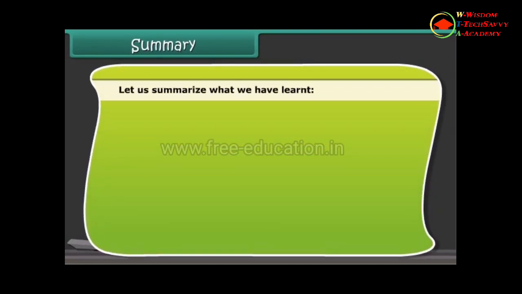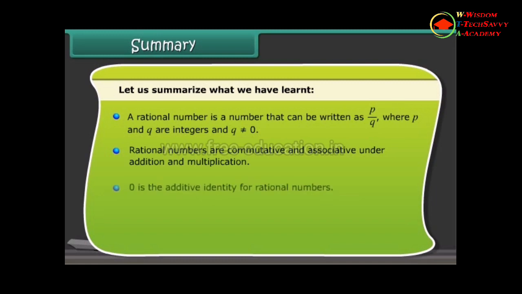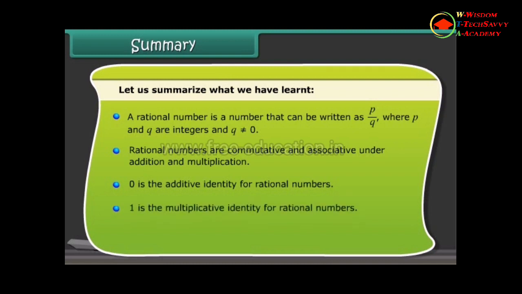Let us summarize what we have learned. A rational number is a number that can be written as P upon Q, where P and Q are integers and Q is not equal to 0. Rational numbers are commutative and associative under addition and multiplication. 0 is the additive identity for rational numbers. 1 is the multiplicative identity for rational numbers.